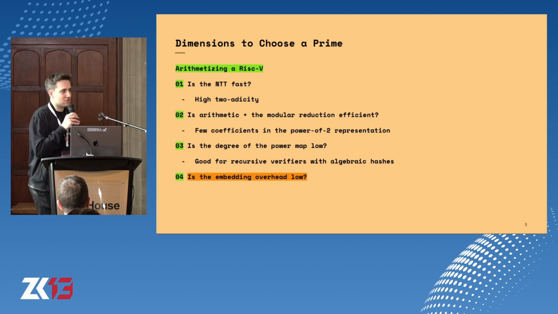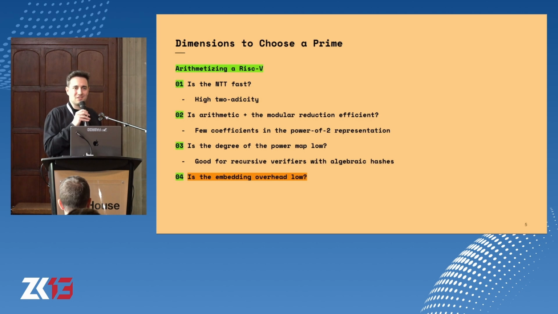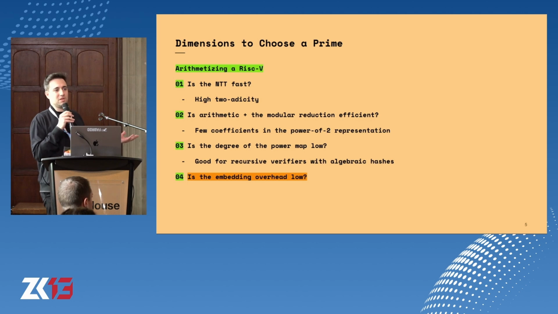And as a bonus property, so to say, we can also think about the degree of the power map being very low, because for recursive verifiers or recursive provers, we can then be more efficient if we consider algebraic hashes like Rescue, for example.